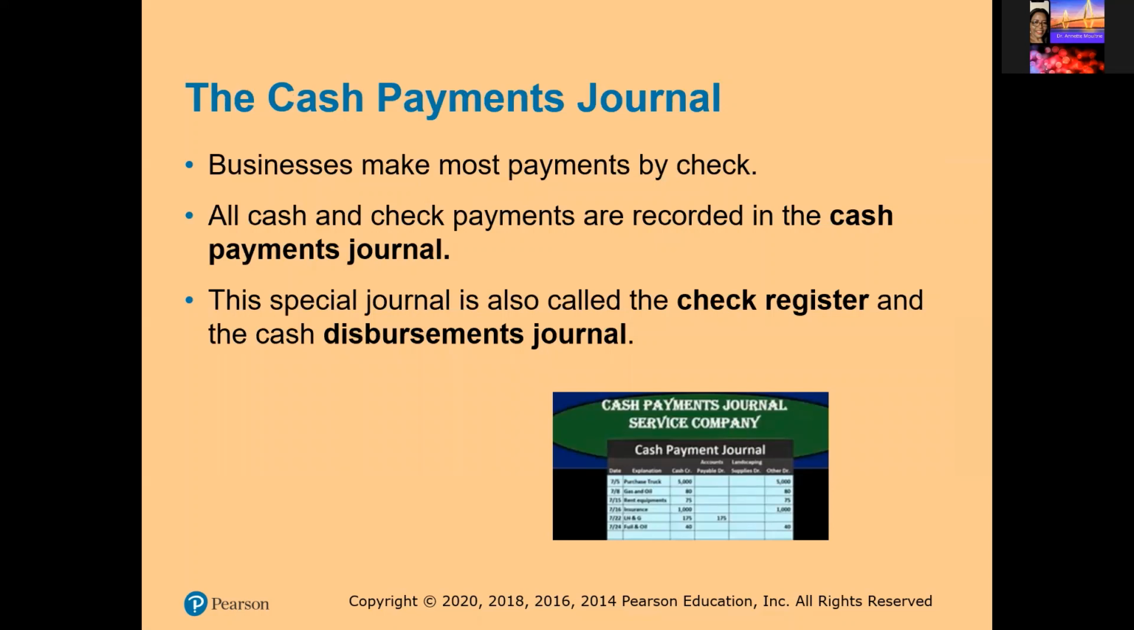Businesses make most payments by check, and all checks and payments of currency are recorded in the cash payments journal. The cash payments journal is a special journal used to record cash payments by check and currency. This special journal is also called the check register and the cash disbursements journal.